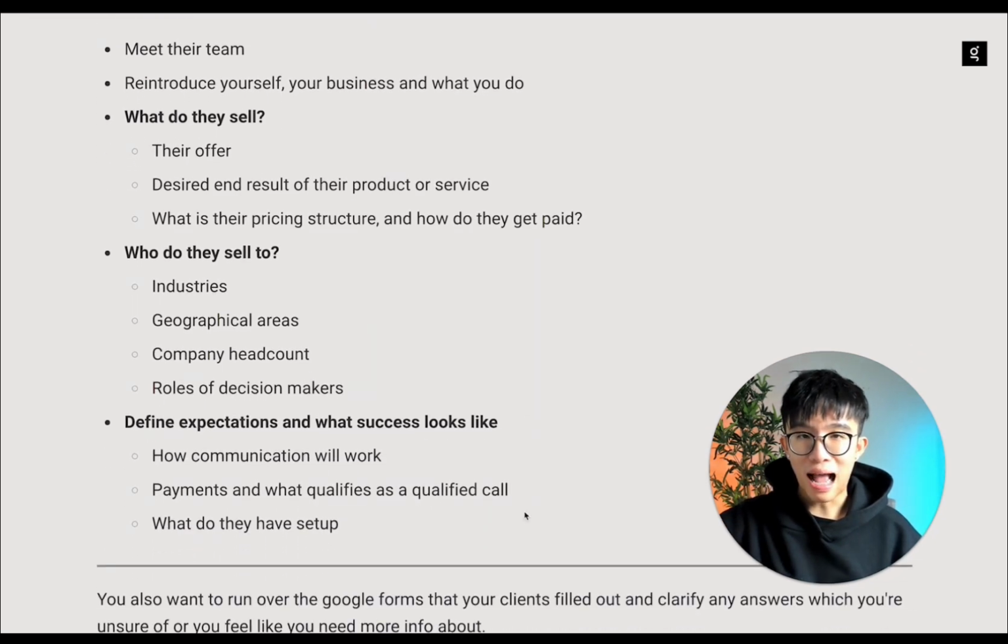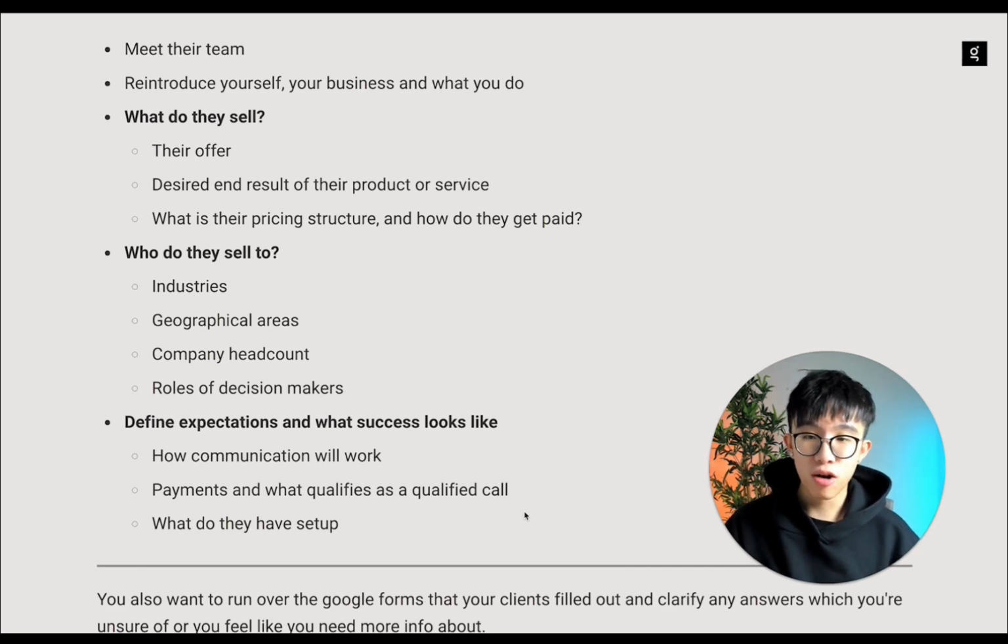So we're going through the questions that we asked on the onboarding form, because these are really crucial pieces of information. So we want to know, what do they sell? What is their offer? What is the desired end result of their product or service? What is the pricing structure and how do they get paid? This is all in relation to the client's business and what it is that they sell.